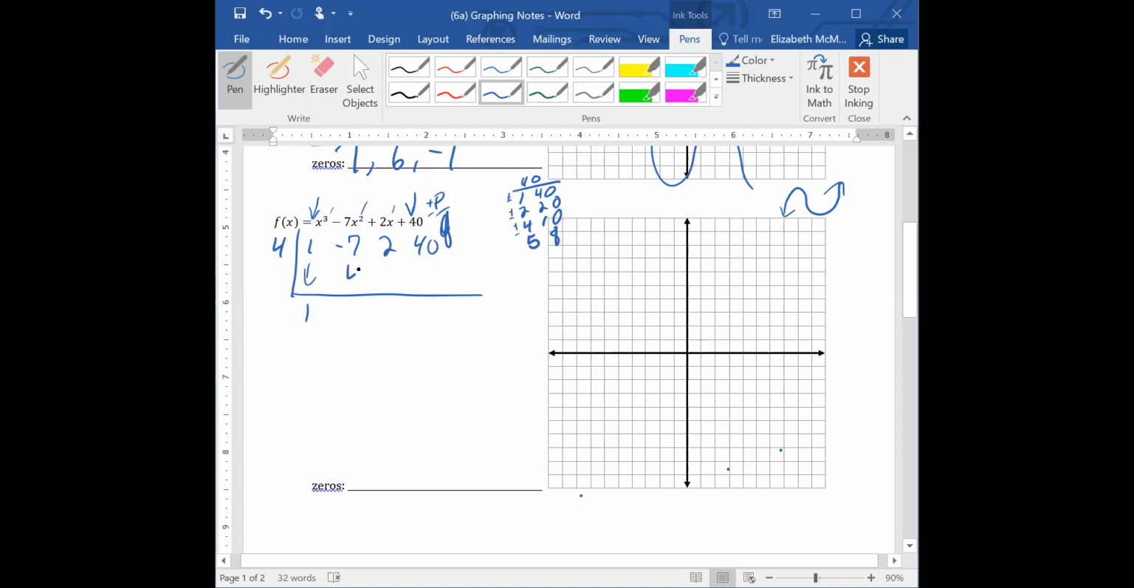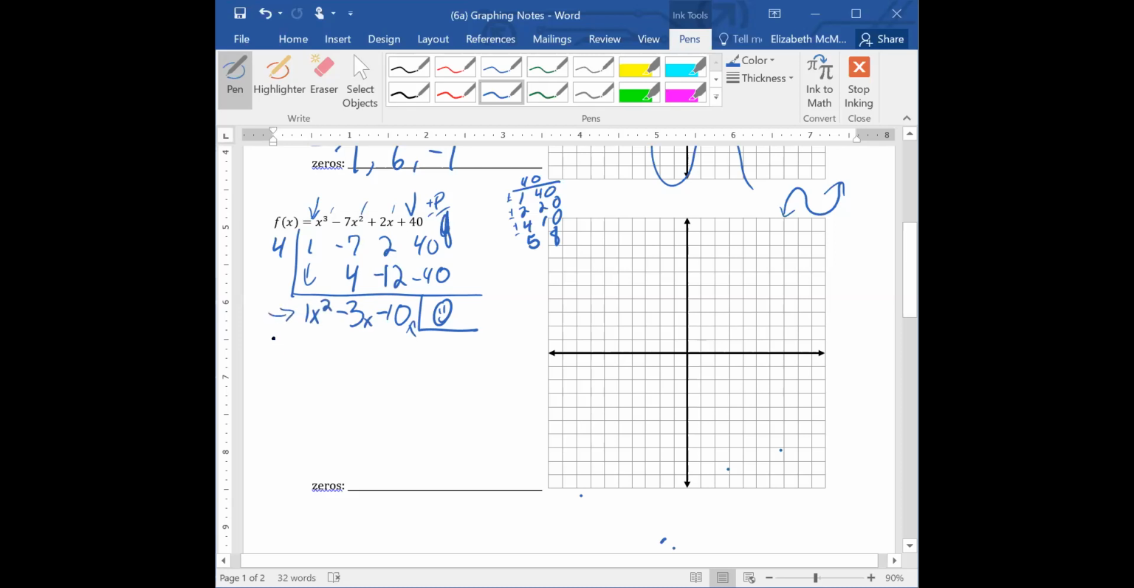1 times 4 is 4. Negative 7 plus 4 is negative 3. Negative 3 times 4 is negative 12. 2 plus negative 12 gives me negative 10. And negative 10 times 4 gives me negative 40. And this is 0. That's my remainder. So let's set it up. This is my constant. This is my x term. This is my x squared term.